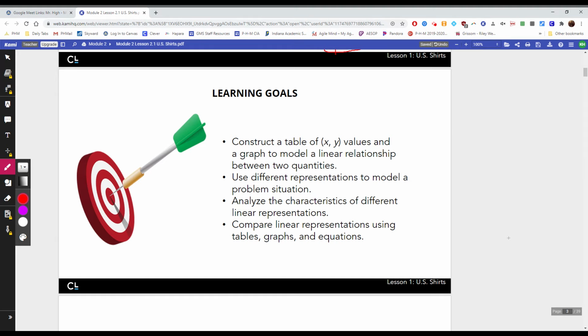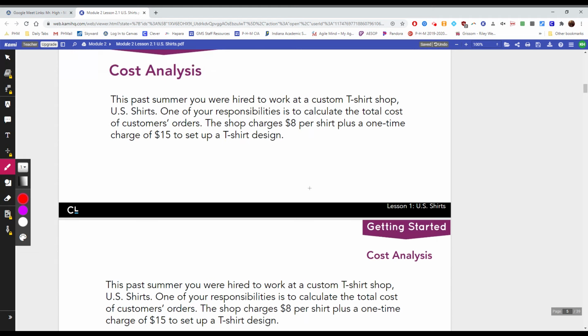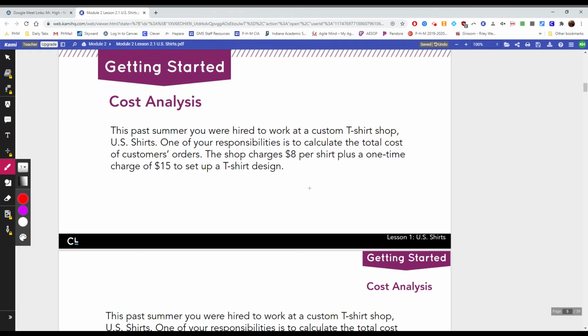So as I said, we're going to look at different representations to model this problem. And then we're going to analyze some different things about those representations and compare them. So this past summer, you were hired to work at a custom t-shirt shop called US Shirts. One of your responsibilities is to calculate the total cost of customers' orders. The shop charges $8 per shirt plus a one-time charge of $15 to set up a t-shirt design.